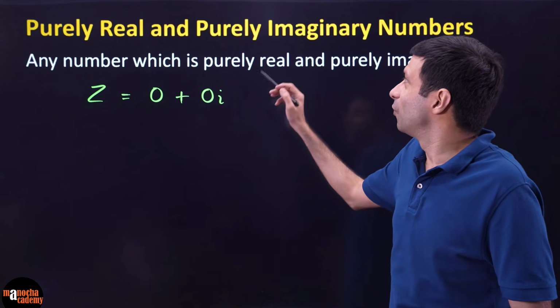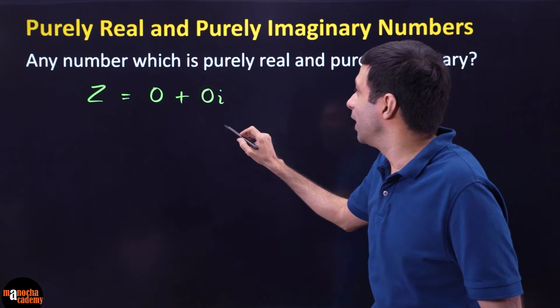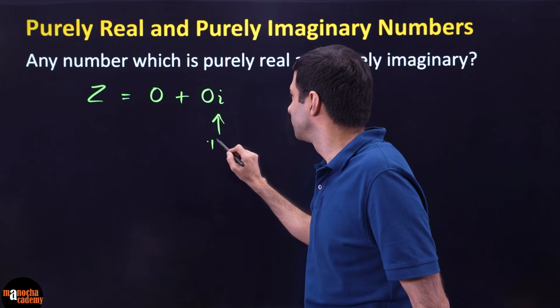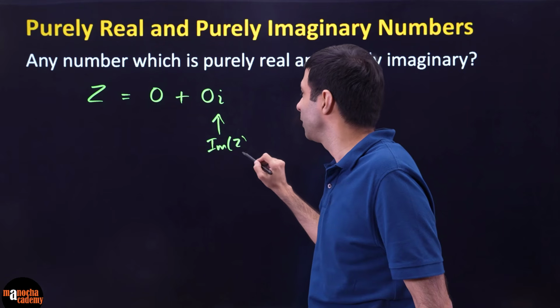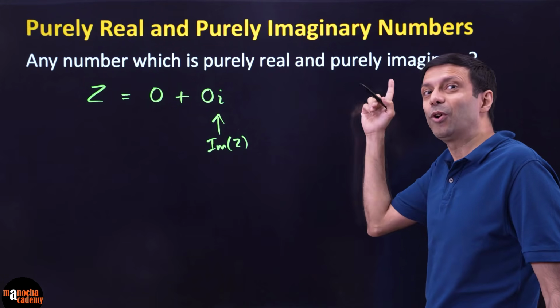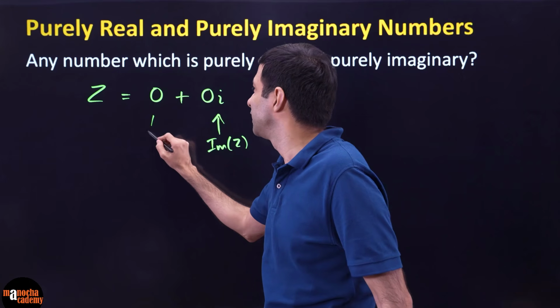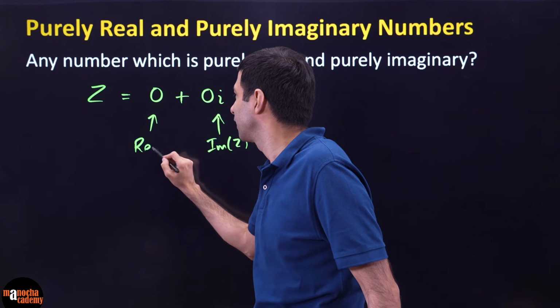Why? Because when is a number purely real? When its imaginary part is 0. So here you can see I put the imaginary part 0. And when is a number purely imaginary? When its real part is 0. So this is the real part.